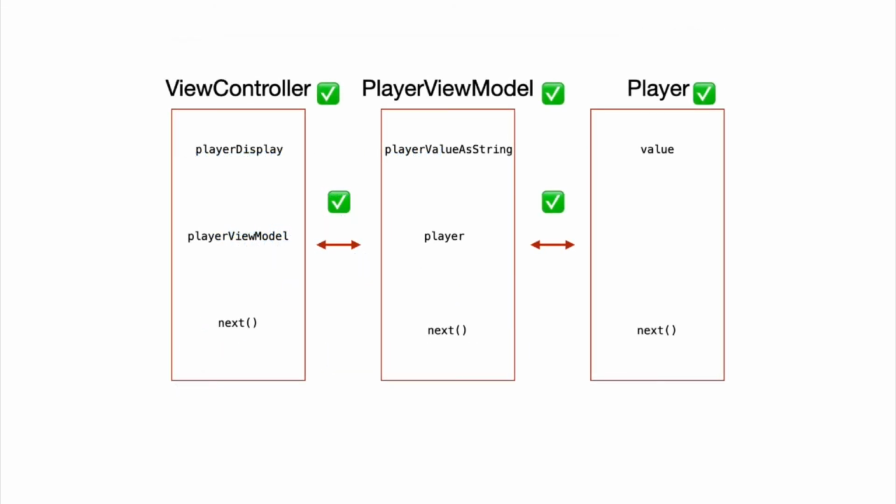And so now we've re-implemented this using Combine, using 3 different entities. So when we tap next on view controller, it communicates that to next on player view model, communicates it to next on player, which picks a new int between 1 and 9, assigns that to value. Value is published. player value as string is listening to that published and transforming it using map. And finally, view controller is listening to player value as string and subscribing to it and assigning the value that it gets back as a string to its text property in the label.